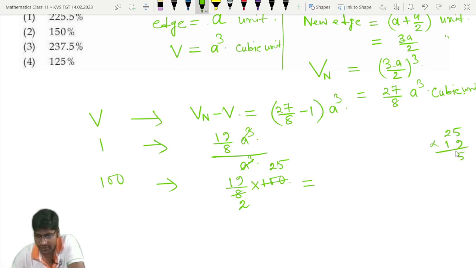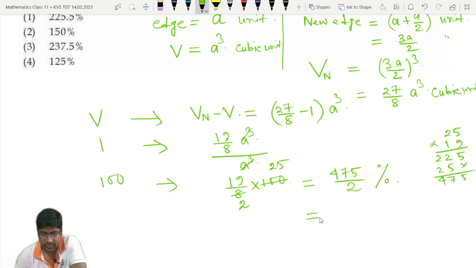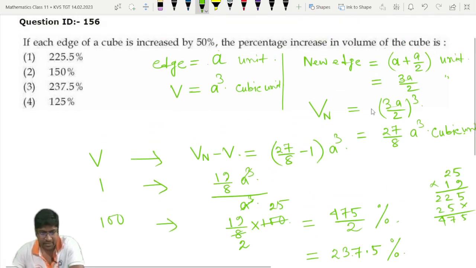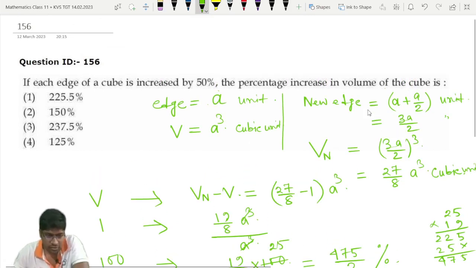25 into 19 is 475, and 475 divided by 2, this is the percentage. So how much? 237.5%. Okay, is there any option? Can you see? What is the percentage increase in the volume of the cube? 237.5. So which option? Option 3 is the correct answer. Now let's move to the next question.